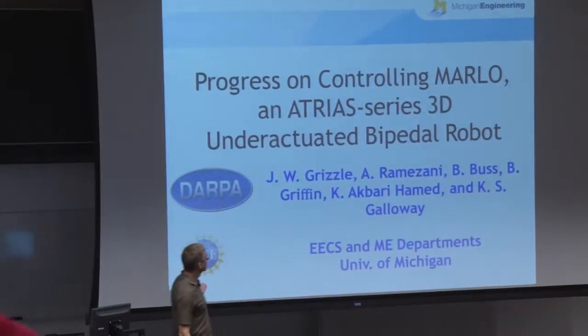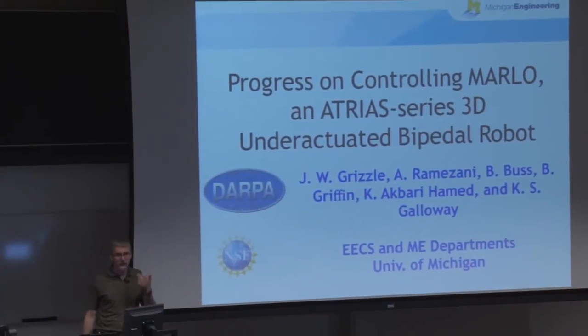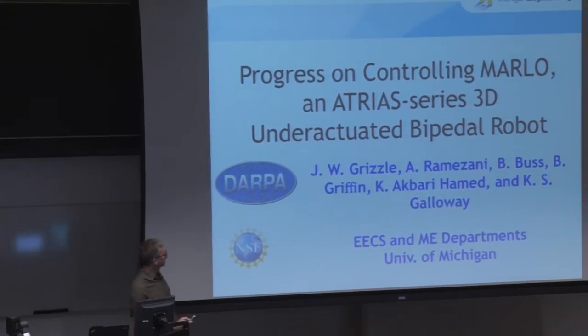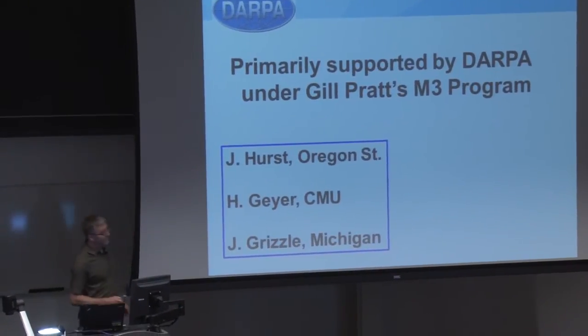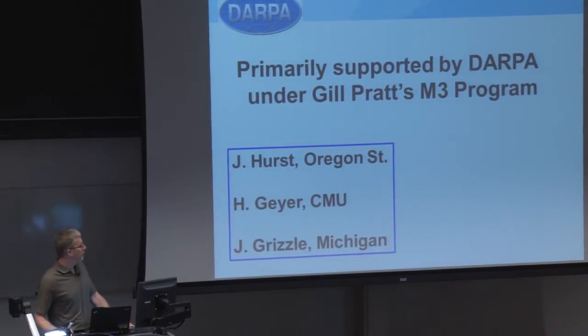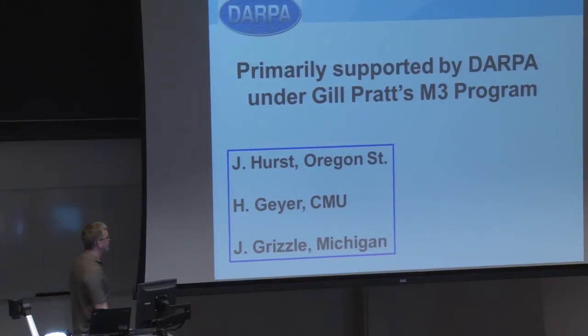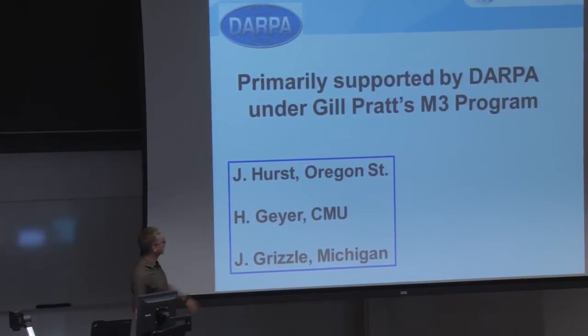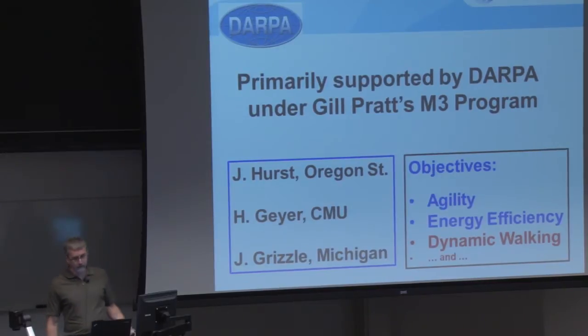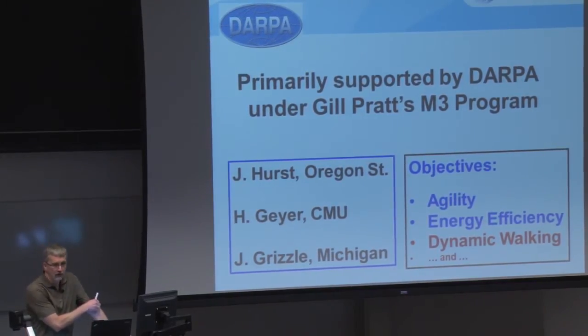Okay, so I'm here to talk about a new 3D dynamic walking robot. This is a conference on dynamic walking. This is primarily supported out of Gil Pratt's M3 program. Jonathan Hurst is the PI. Hartmut Geyer and I are co-Is on the project. The objective is to demonstrate agility and energy efficiency in the same machine. And of course, we're trying to go at it using dynamic walking.